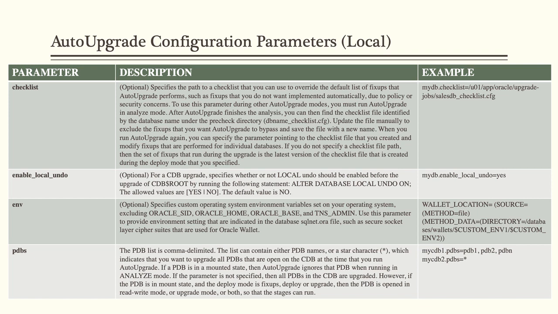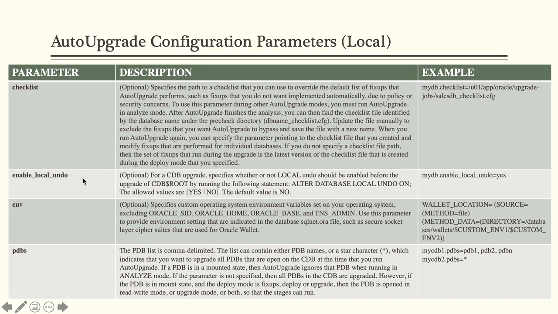I won't go into the details because normally it's not required, but there is separate documentation available on how to write a custom checklist so that it gets picked up, if you want to do your own custom checks as part of the auto upgrade. Apart from the basic checks that the auto upgrade utility is programmed to do and the fix ups it implements, what if you want to do your own fix ups and your own checks? So you can specify your own checklist.